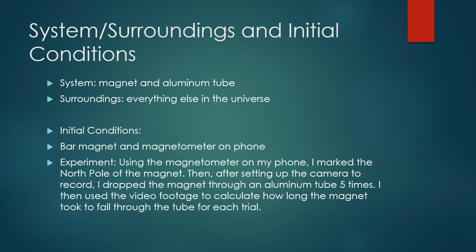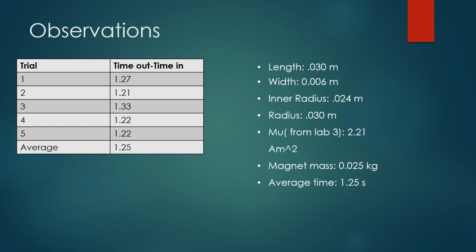For the experiment, using the magnetometer on my phone, I marked the north pole of the magnet. And then after setting up the camera to record, I dropped the magnet through an aluminum tube 5 times. I then used the video footage to calculate how long the magnet took to fall through the tube for each trial. Here are my observations.